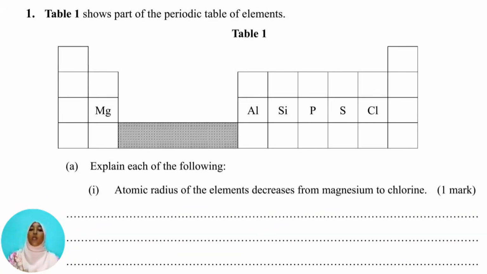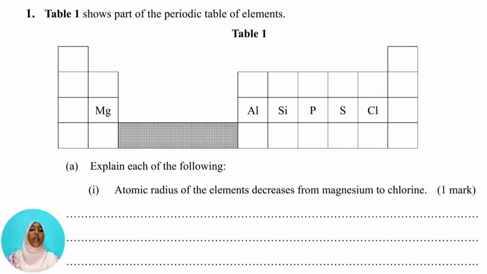Just a reminder: when you have elements belonging to the same period, they share the same number of energy levels. With these elements being in period 3, all of them are going to have 3 energy levels. For example, magnesium is 2, 8, 2. Okay, so yes, 3 energy levels. Okay, part A, explain each of the following.